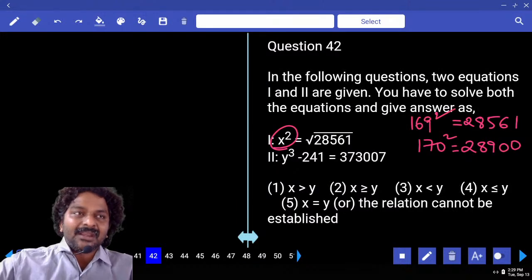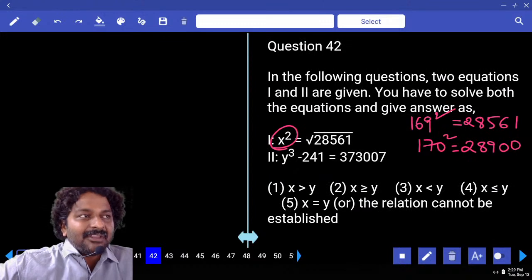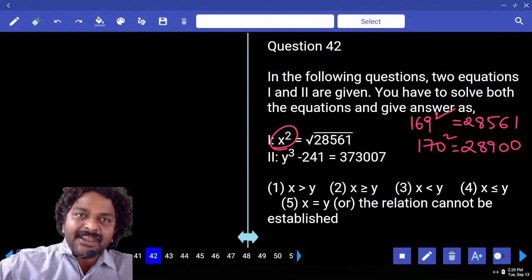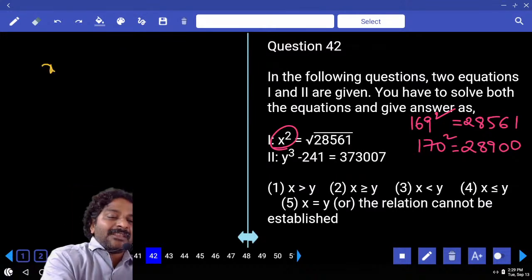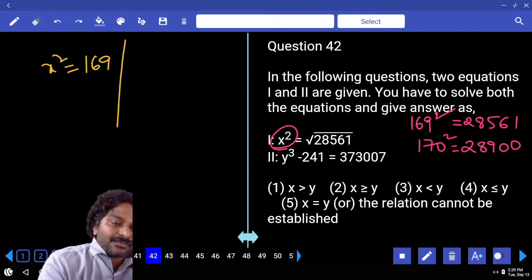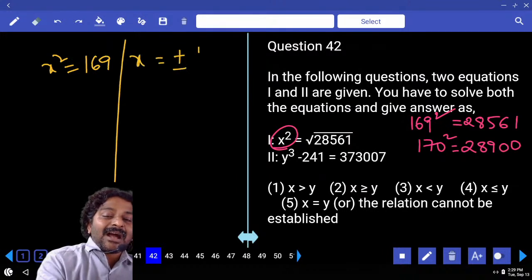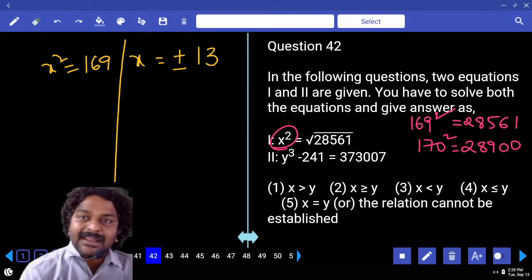169 whole square. If you have any doubt, you can verify last digit. 9 square ends with 1. Satisfied? Now what is x square value? What is x square value? Then what is x value? Plus or minus 13. Correct?